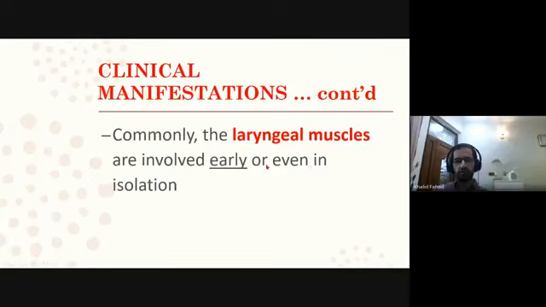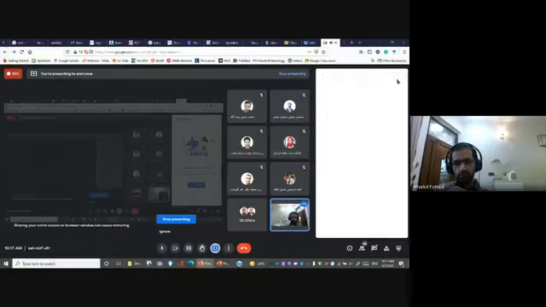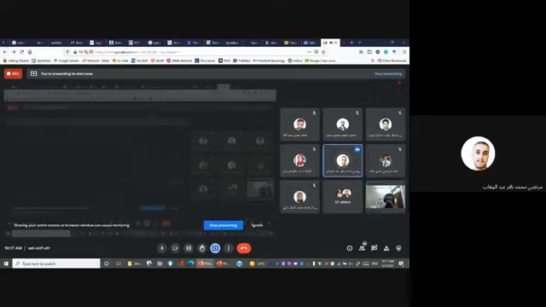So what do you expect if the laryngeal muscles are involved in a patient with tetanus? What are the expected clinical manifestations if the laryngeal muscles are involved early in the disease? The larynx muscles will be involved, so there will be spasms of the laryngeal muscles. What do you expect? Difficulty in breathing. Okay, good.